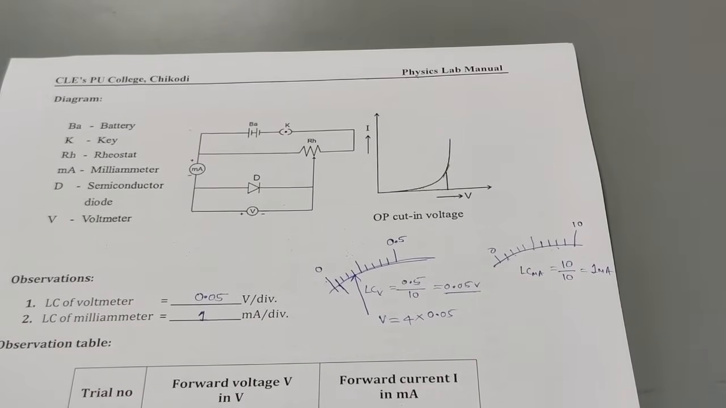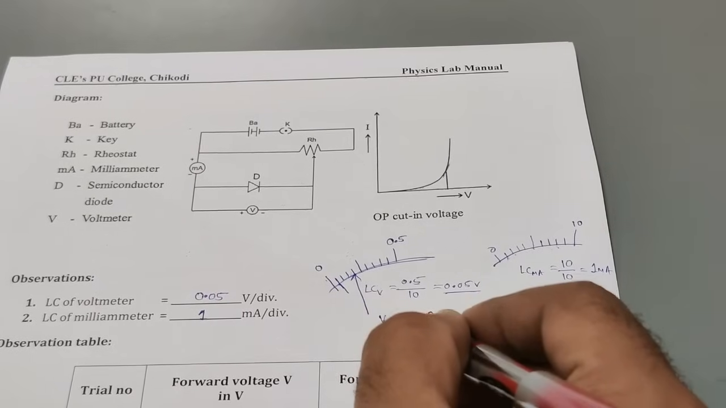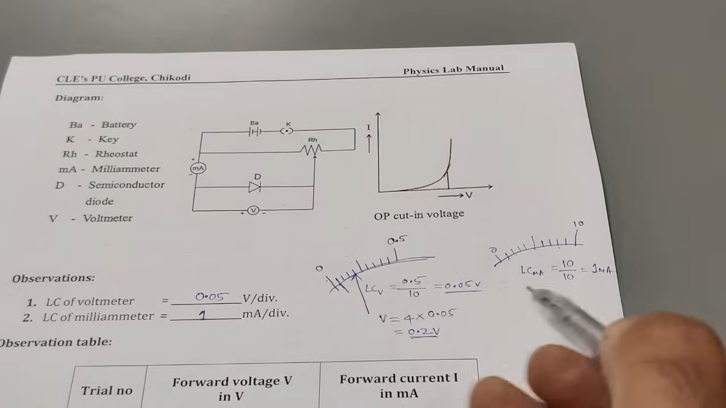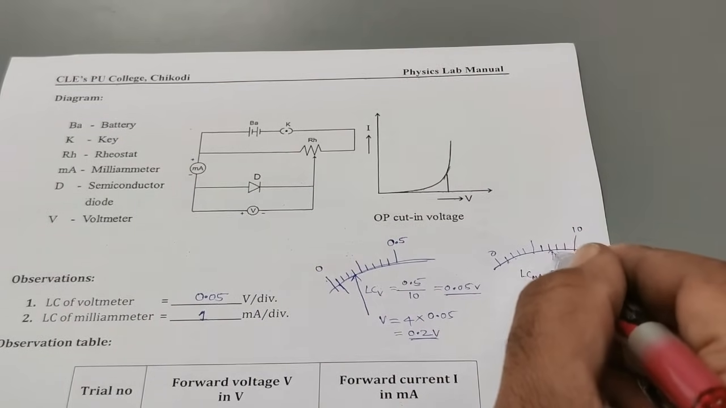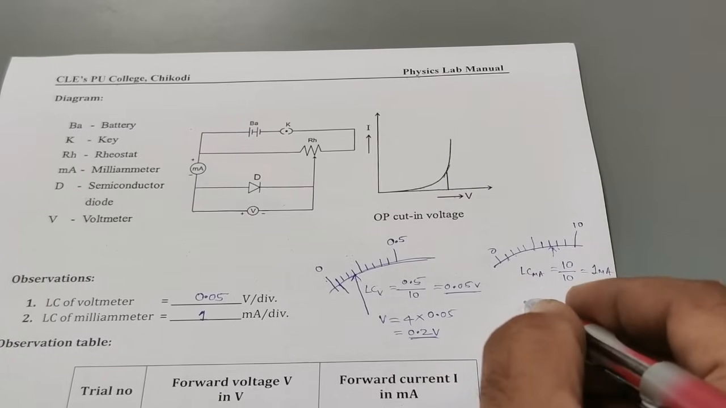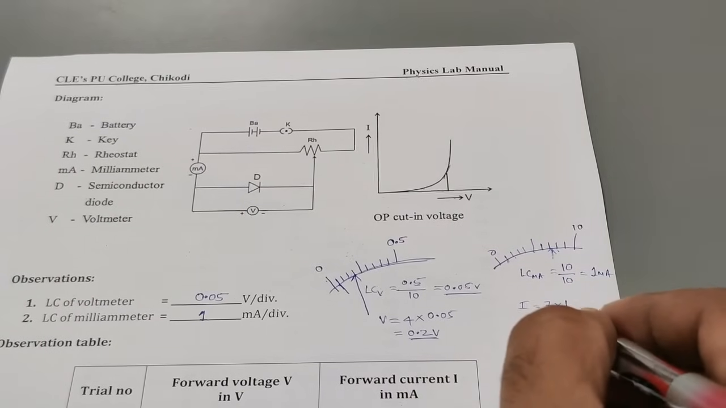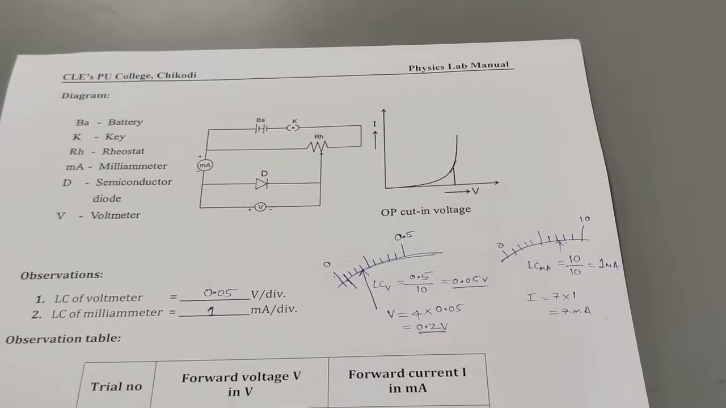0.05 is the LC, right? Number of divisions into LC. So what will this give? This will give you the value of voltage. So it is 0.2 volt. Similarly, here also you have to use the LC. For example, if the needle is here, at the 7th division, the reading of current will be 7 into 1 milliampere, so it will be 7 milliampere. That is the current we have. Clear? Like this we have to use the LC.